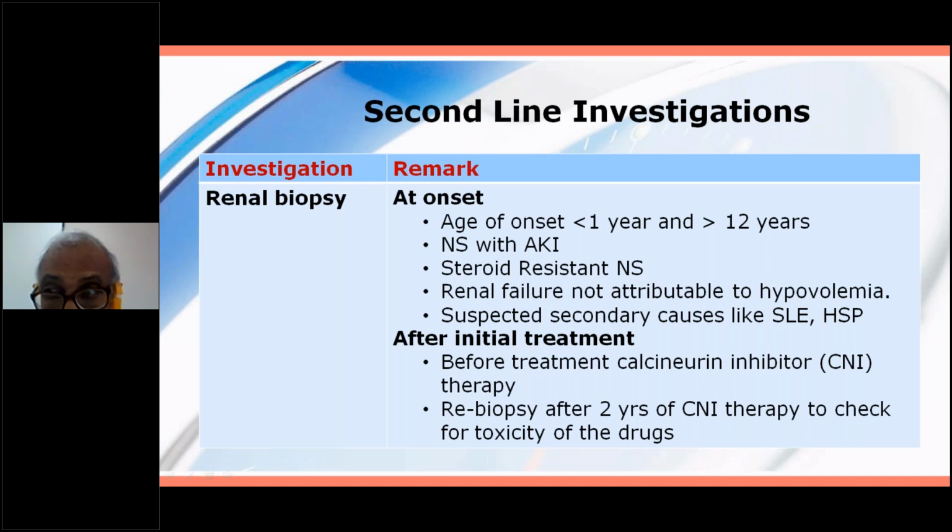Or a child presents with acute kidney injury. AKI is nothing but a new name for acute renal failure. So we call it acute kidney injury. If such features are there, with very high blood creatinine and so on, then biopsy is necessary. Steroid resistant, what is steroid resistant? We will define later on. In such cases, biopsy is necessary. Renal failure is there, but not attributed to hypovolemia. If there is AKI for some other reason, you have to do a biopsy. Also when secondary causes like SLE and HSP are suspected.